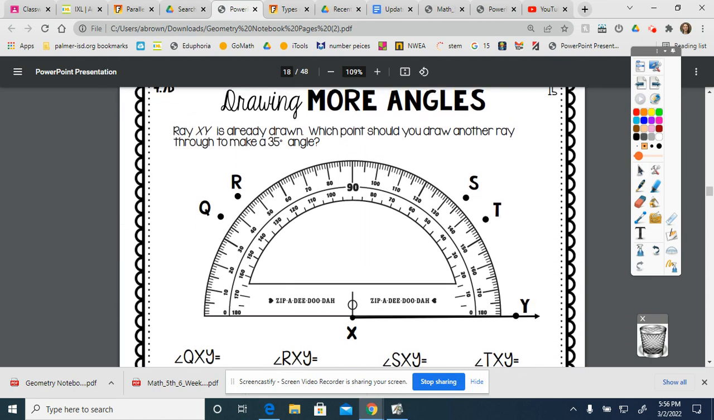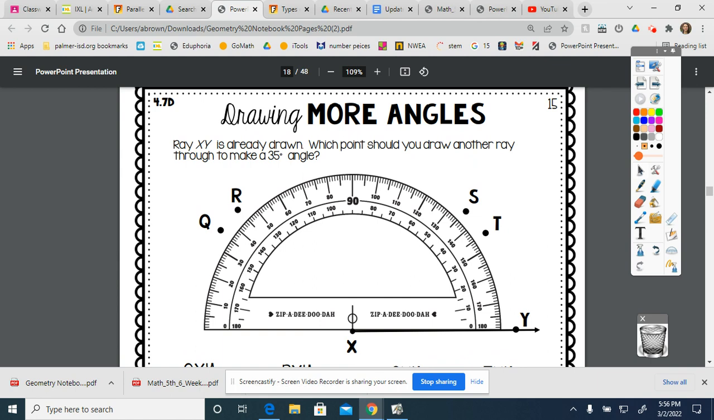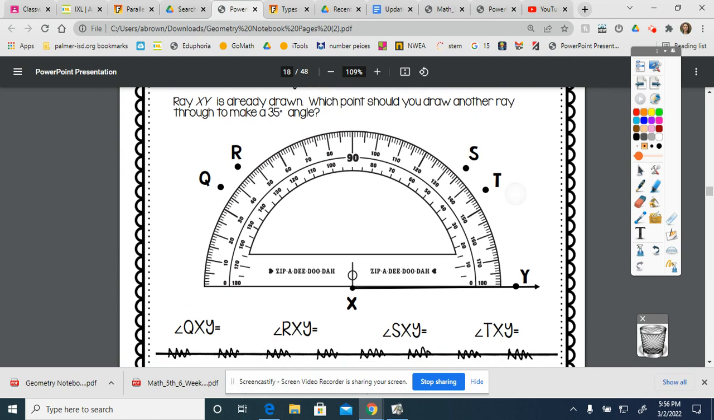Let's go on to the next page right here. Okay. Drawing more angles. It says ray XY is already drawn. Here is XY right here. Which point should you draw another ray through to make a 35-degree angle? Okay, well, the first thing we should be asking ourselves is, should we be reading the top numbers or the bottom numbers on the protractor here?